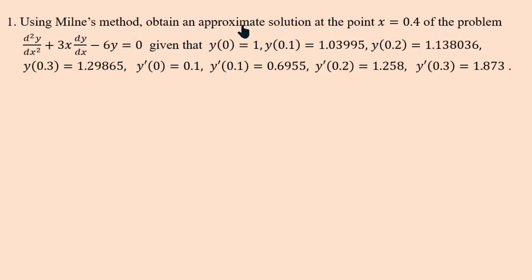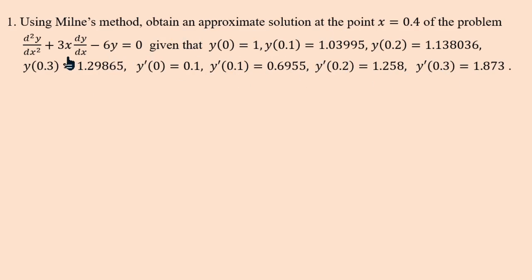Using Milne's method, obtain an approximate solution at the point x equal to 0.4 of the problem. Y double dash plus 3xy dash minus 6y equal to 0, given that y at 0, y at 0.1, y at 0.2, y at 0.3, y dash at 0, y dash at 0.1, y dash at 0.2, y dash at 0.3 are given. So these are all given values.